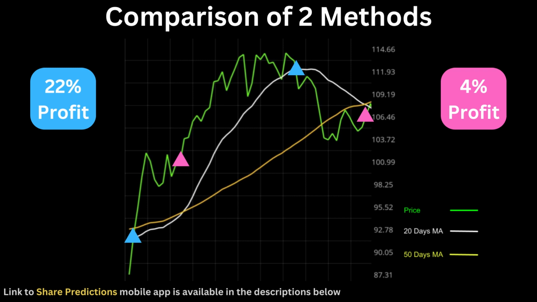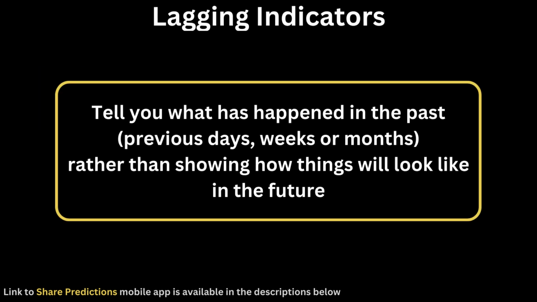But there's one more thing that we should keep in mind for both methods. They use moving averages, and moving averages are lagging indicators. So, what are lagging indicators? They are basically the indicators that tell you what has happened in the past, such as previous days, weeks, or months, rather than showing how things will look like in the future. In trading, such indicators can be used to confirm the strength of a given trend that has been happening, which may help traders take better decisions in developing their trading strategies.